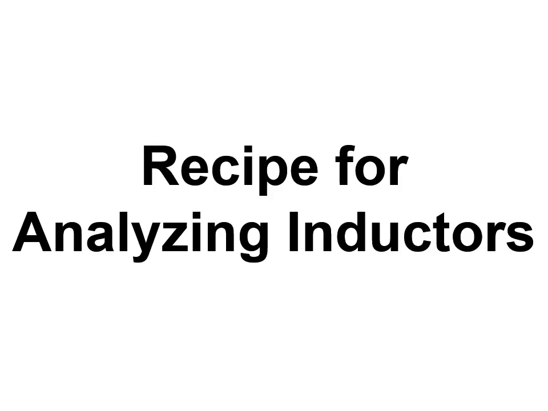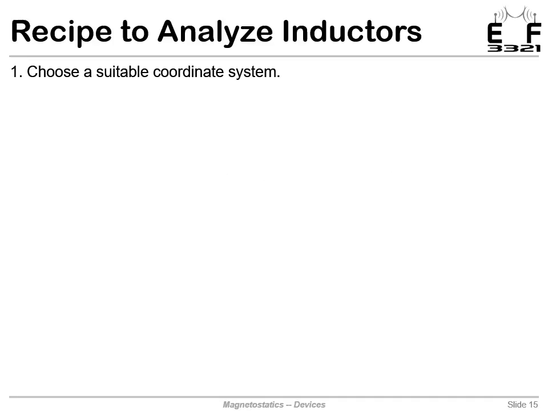Now let's move on to a recipe for analyzing and calculating inductance of metallic structures. And you'll see this mirrors a lot of how we analyzed capacitance of structures. So step one, we'll choose a suitable coordinate system, and we look at the shape of our device. If it looks blocky and rectangularish, we'll probably choose Cartesian coordinates. If it looks like a cylinder, we'll choose cylindrical coordinates. If it looks like a sphere, we'll choose spherical coordinates. So we choose a coordinate system.